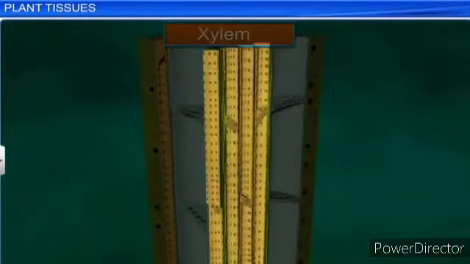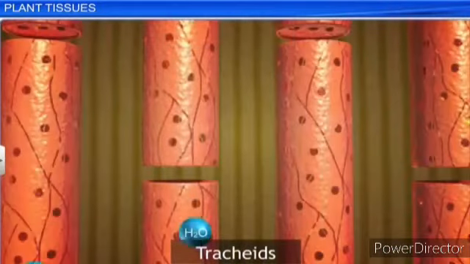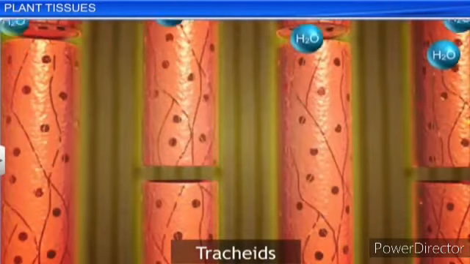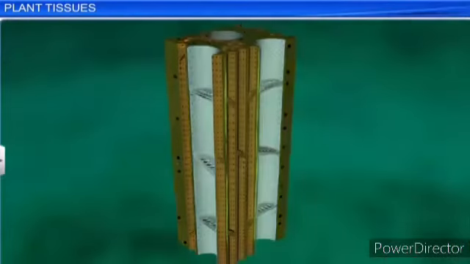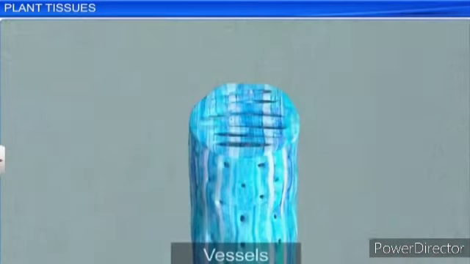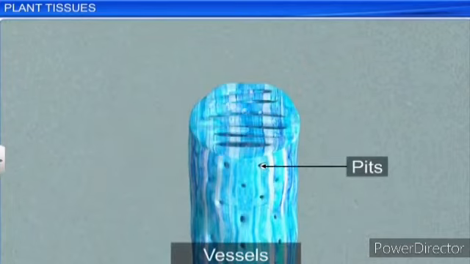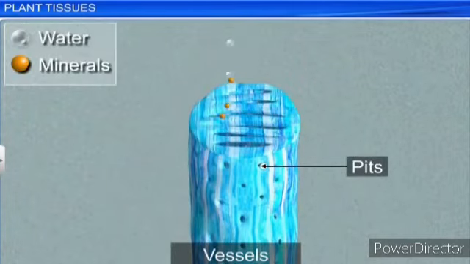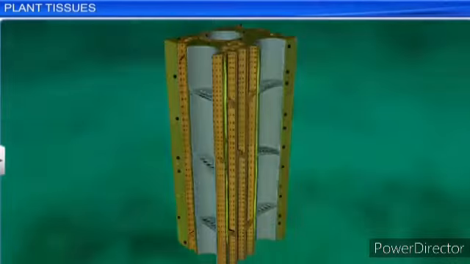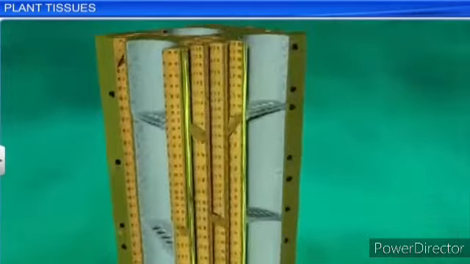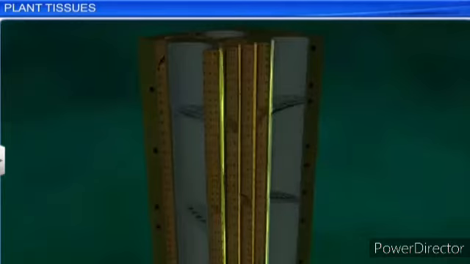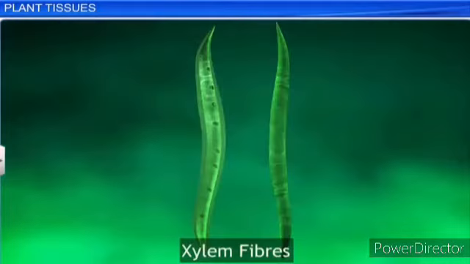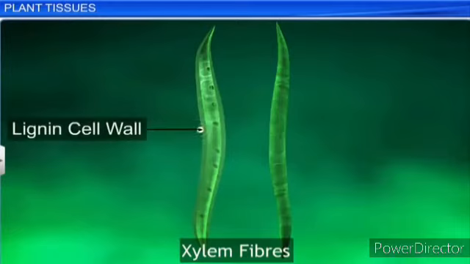Tracheids are tubular duct cells that transport water. The wall is made up of lignin which provides mechanical support. Xylem vessels. These are elongated duct cells with pits that transport water and minerals. They are usually present in big trees. Xylem parenchyma. These are living and they store food. Xylem fibers. The cells are elongated and dead with lignin that provides mechanical support.